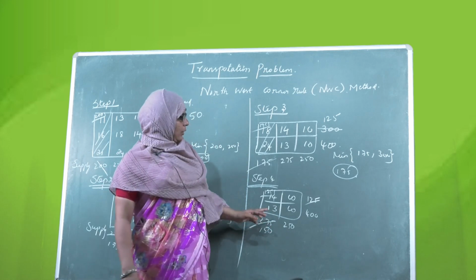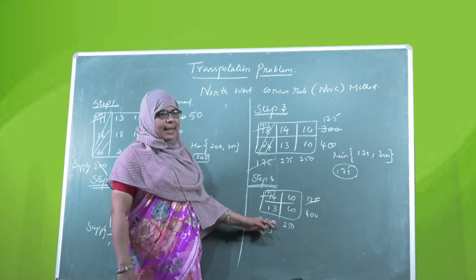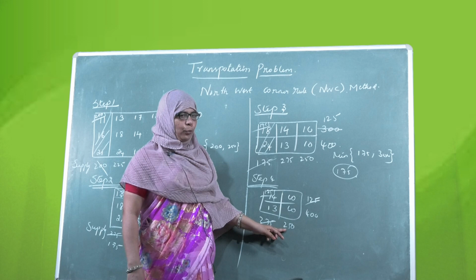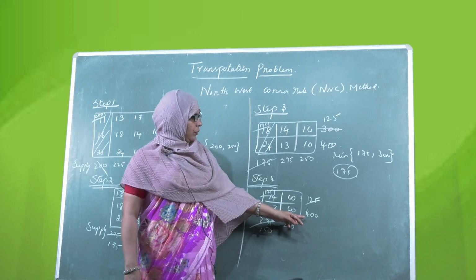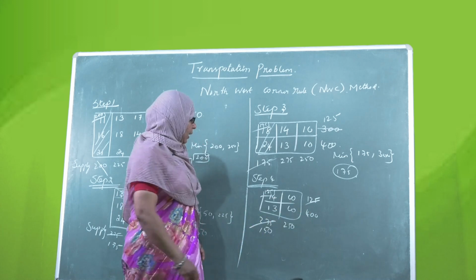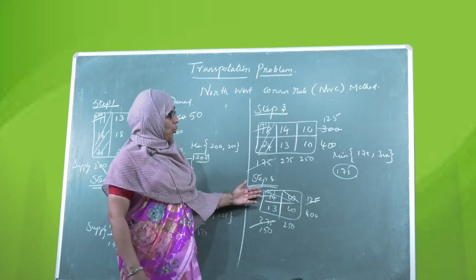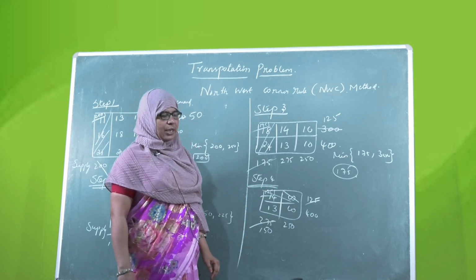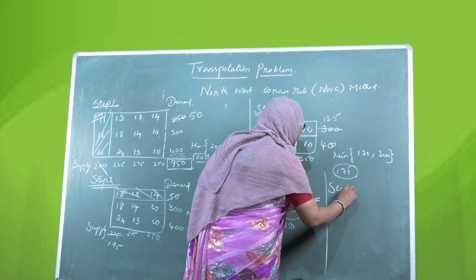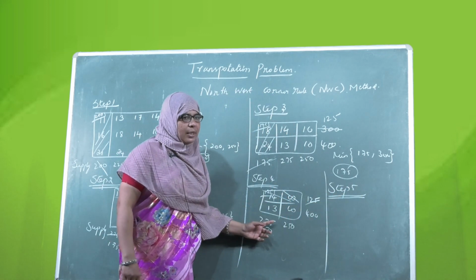So subtract 275 minus 125. What is the answer? 150 is the remainder. So you have to tally 150 plus 250, 400. The column element is 400, so we have to tally. So 125 completely vanishes, that's why the first row completely vanishes. So you move on to the next step, step 5.